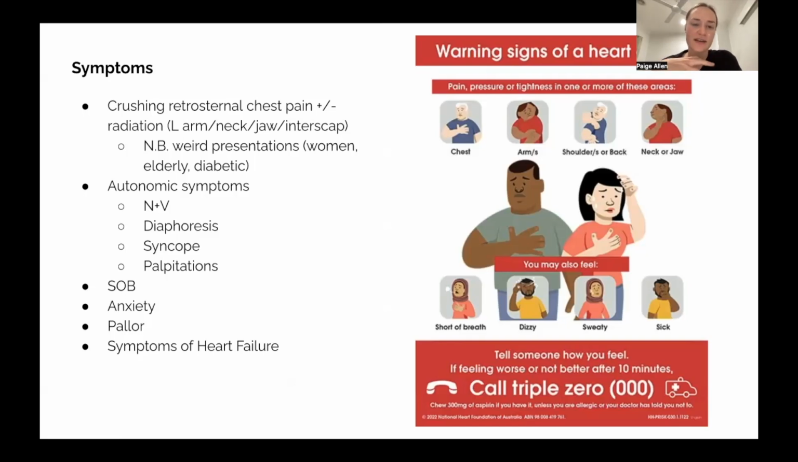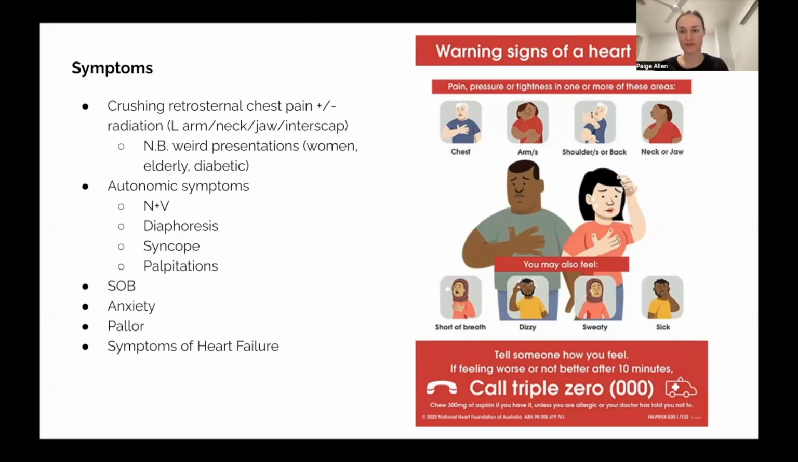You get that classic crushing retrosternal chest pain, with radiation down to the left arm, neck, jaw, interscapular area. Keep in mind that for women, elderly, and diabetics, you're more likely to get different presentations without that pain, more likely just nausea, diaphoresis, those sorts of things. The reason diabetics get different presentations is that you get autonomic nerve damage from the diabetes itself, similar to how you can get peripheral nerve damage as well.